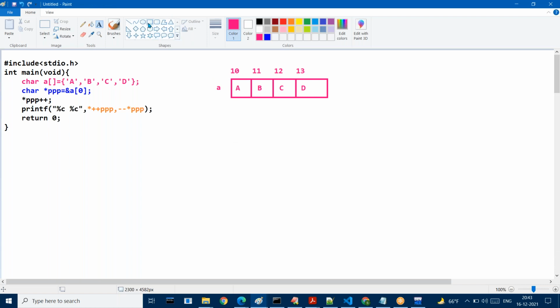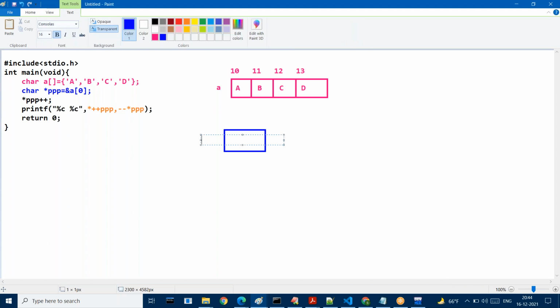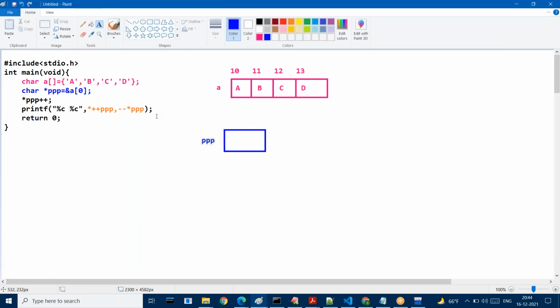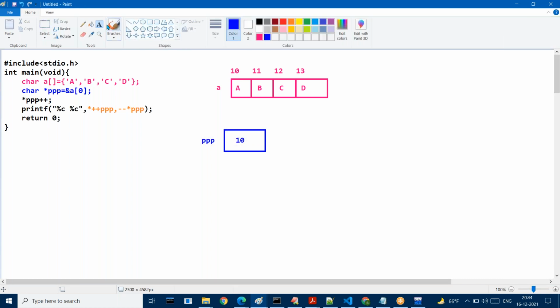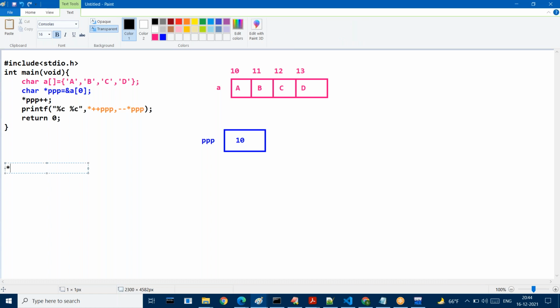After that, we are having a pointer variable. What is the name of that pointer variable? The name of the pointer variable is PPP. And what it is holding, carefully see, very easy: ampersand A[0], that means the address of the first location, which is none other than 10. So it is having the value 10. Next we have a statement like this: *PPP++.